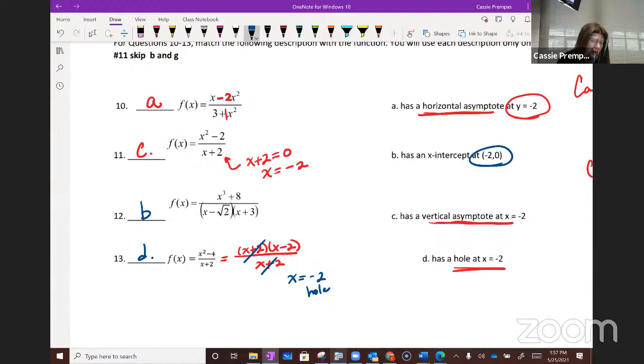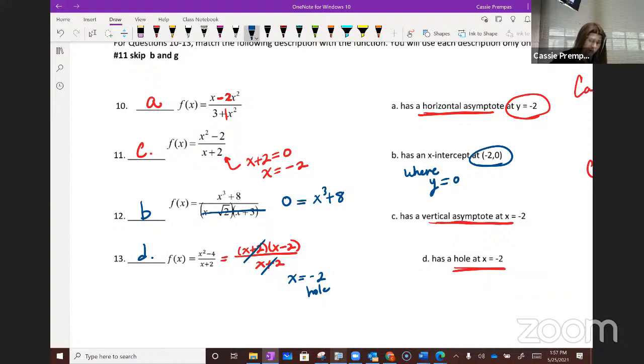But remember, your x-intercept is always where y equals 0. So if I set this function equal to 0 and solve, I don't have to worry about the denominator because the denominator can't equal 0. So if I look at where does 0 equal x cubed plus 8, it'll be at the location -2, 0.